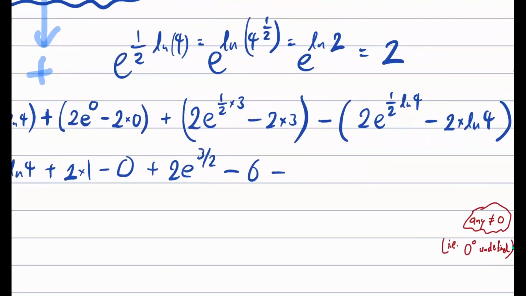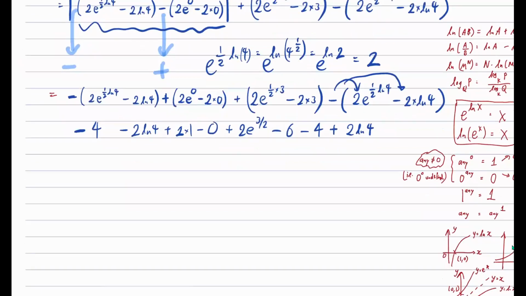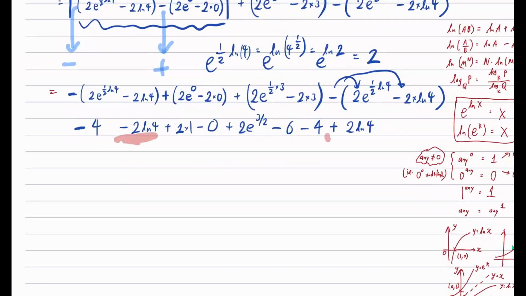Minus away 2e power. Okay, this one we already calculated, right? So we can recycle the information: 2 times 2, of course, that's just minus 4. I'm distributing the minus already. Minus becomes a plus 2 ln 4. Okay so far? Anything to cancel? Yes, these two cancel: minus 2 ln 4 plus 2 ln 4.